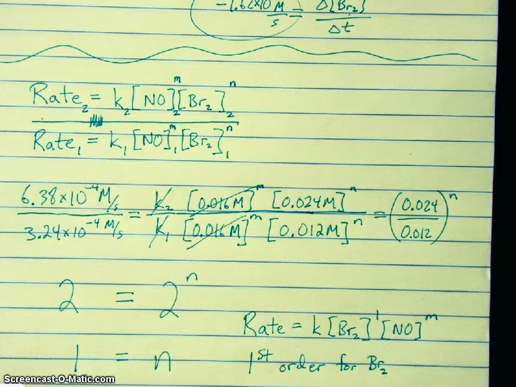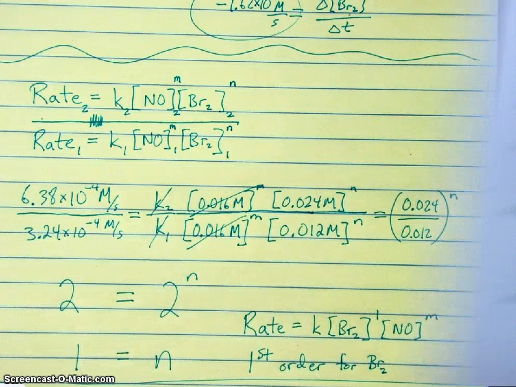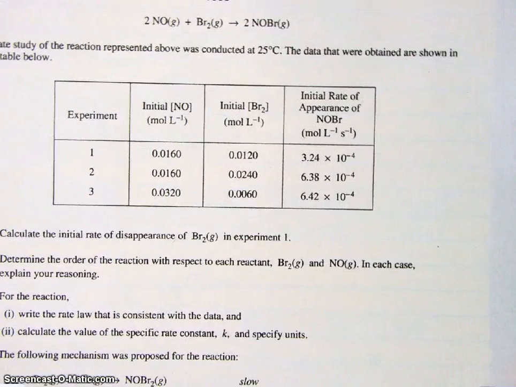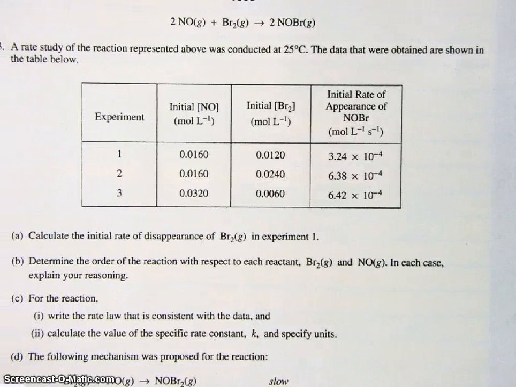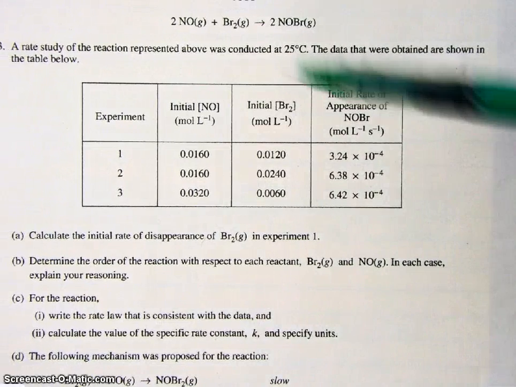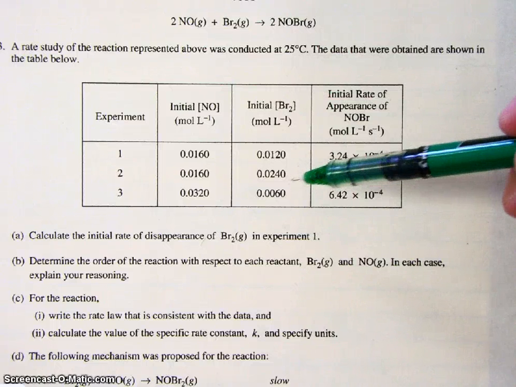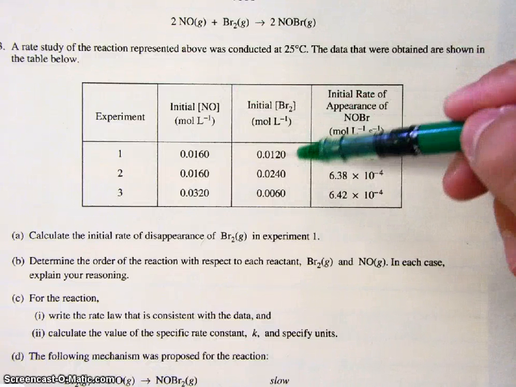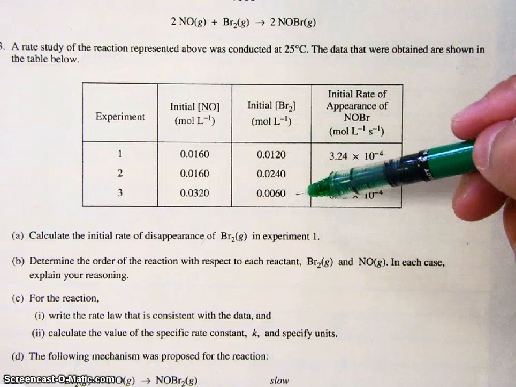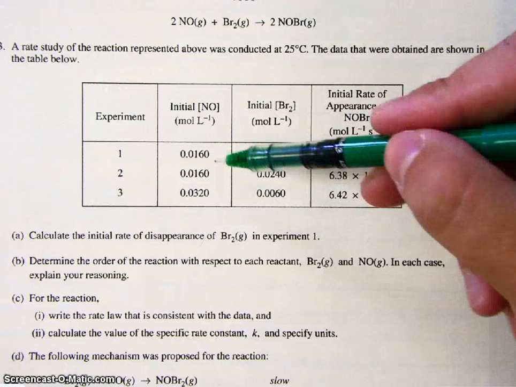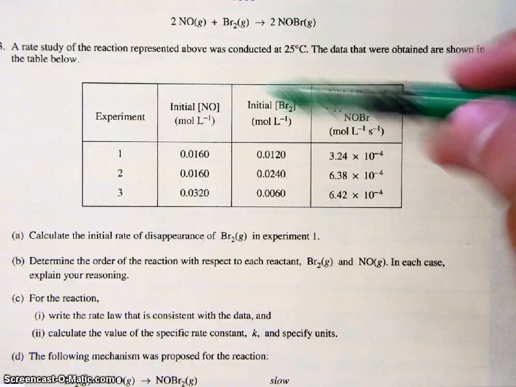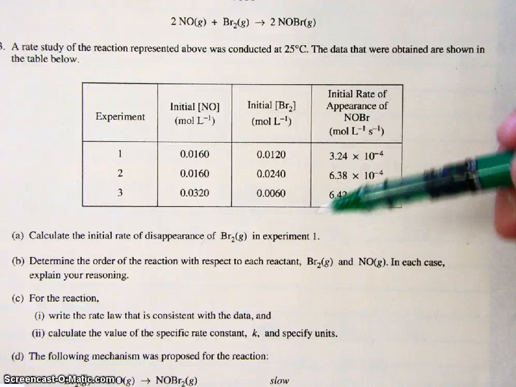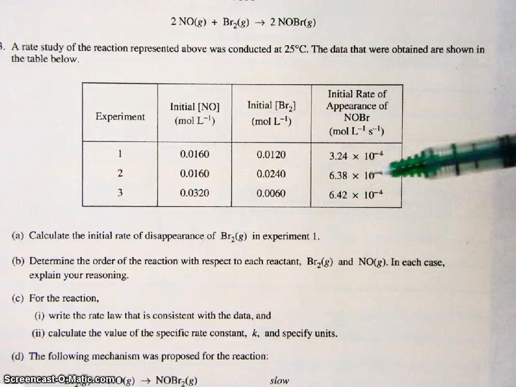Okay, I'm ready to do the next part. So going back to our data, now I can compare two other experiments and determine the order for the nitrogen monoxide. What I'm looking for in the bromine column is two concentrations that are the same, where this is controlled and the NO is varied. Unfortunately, we don't have that in this setup, but we can still do the problem using what we just learned from our previous answer.